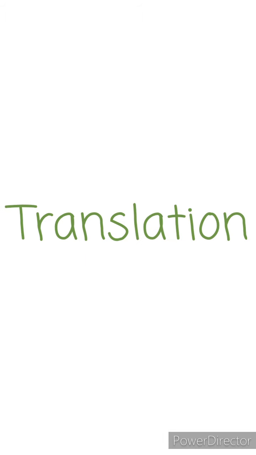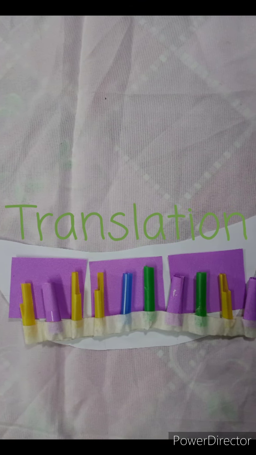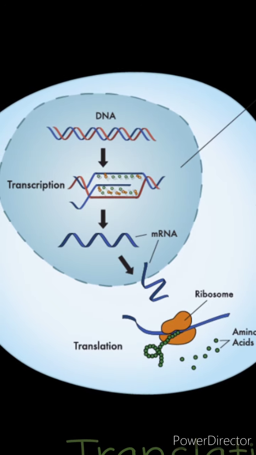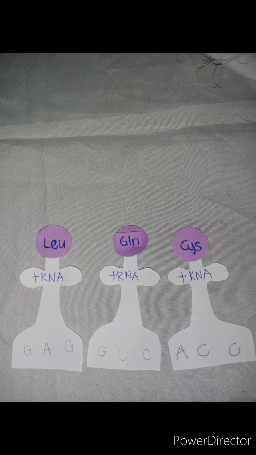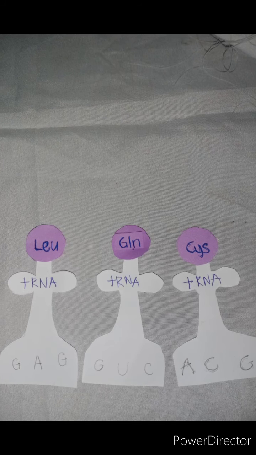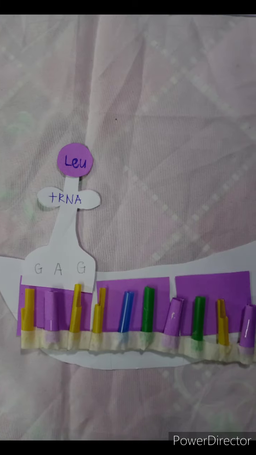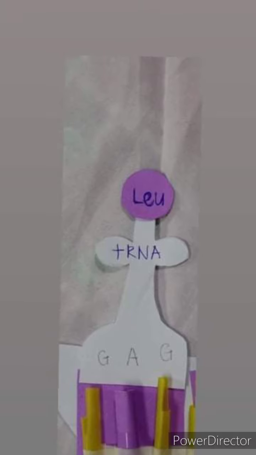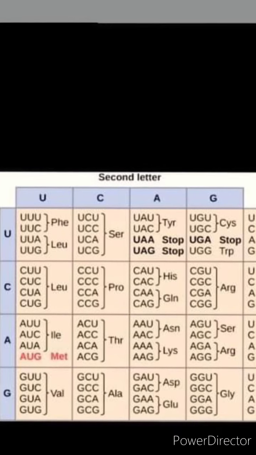Translation. In this step, the nucleotides are converted into amino acids. Thereby, proteins are synthesized. This occurs in the ribosomes. A tRNA with a specific set of anticodons and an amino acid comes and binds with the codons of the mRNA. A codon is made up of three adjacent nitrogenous bases.